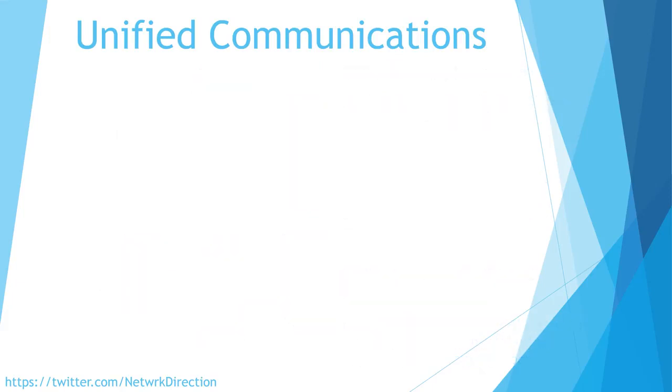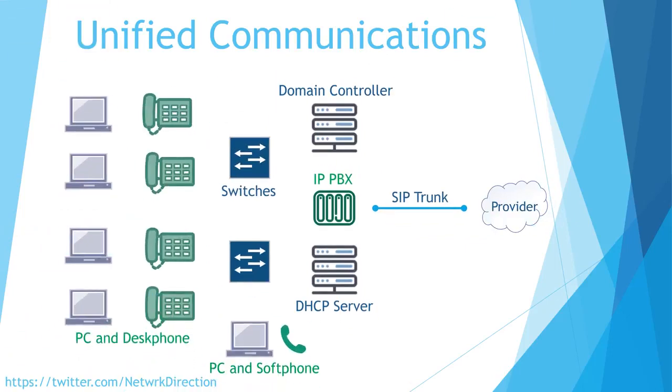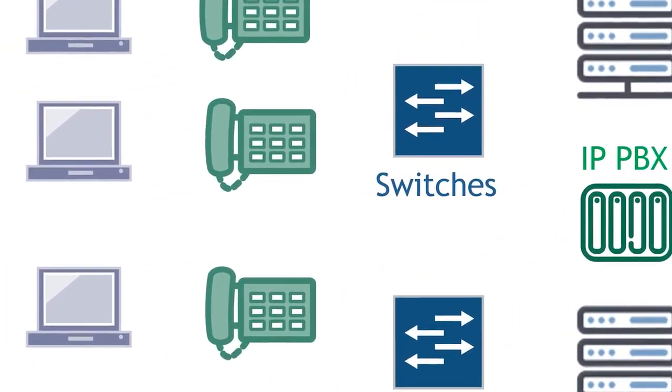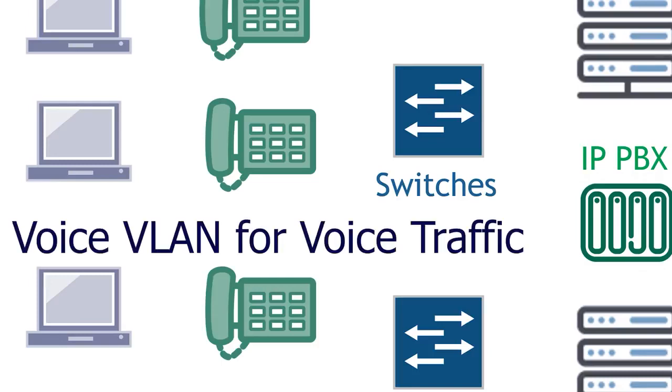Let's think a little about how this might work in a small business. Here we have a small network topology that you might see in a small organisation. We'll take a look at a much bigger one in the next video. First, you can see that the desk phones are connected to regular network switches. The port they connect to is configured with a voice VLAN. That is, a VLAN used solely for voice traffic.